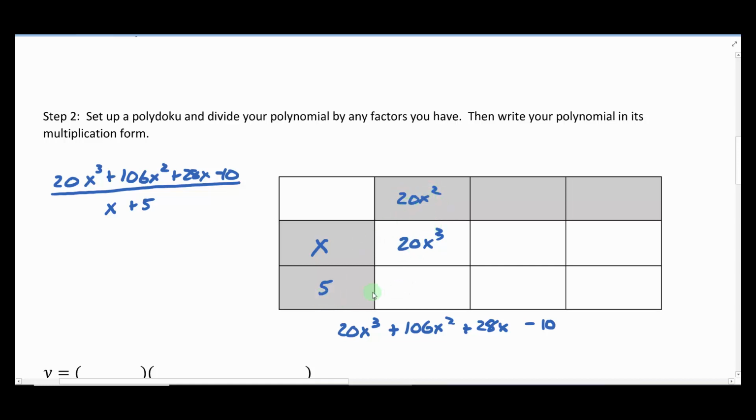So 20x squared times 5, that's 100x squared. Use your diagonals. Remember, the diagonals contain like terms, so we're going to have 100x squared plus something here. When I combine these two boxes, we should get 106x squared. So we need 6 more x squareds in this box here. Then we can take x times something gives me 6x squared. Well, that's got to be 6x.